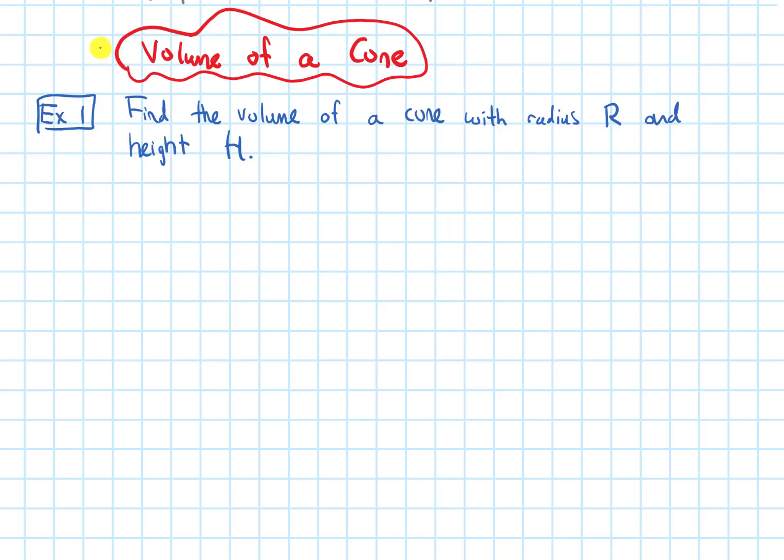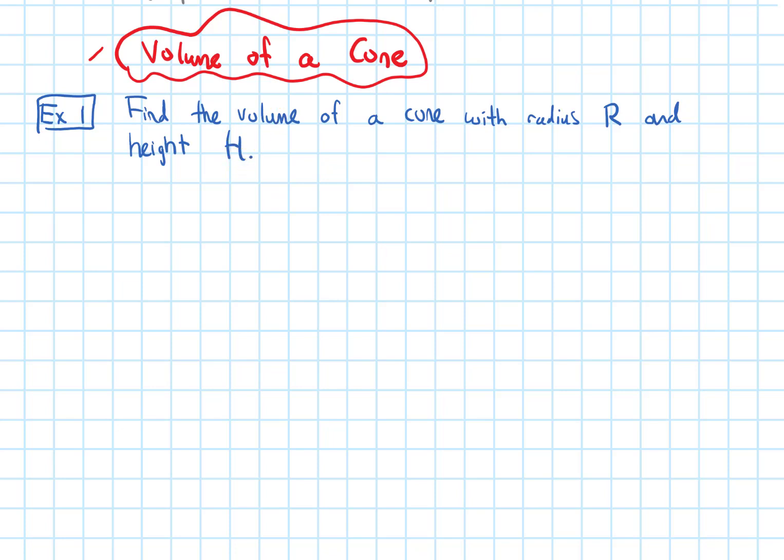In this video, we'll find the volume of a cone using integrals. So this example says, let's find the volume of a cone with radius capital R and height capital H. So the capital R and the capital H are constants here. So they're not variables, even though I don't know what values they are. They represent some fixed number, some constant.